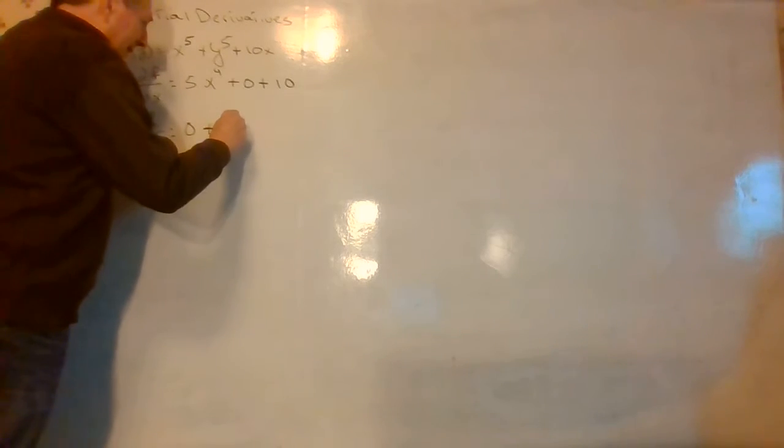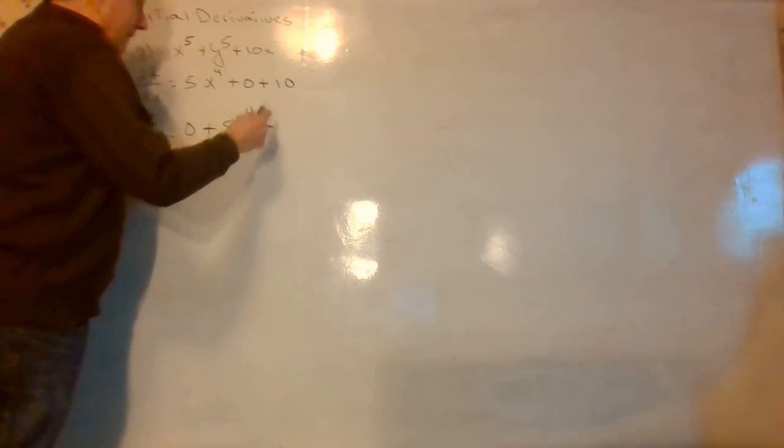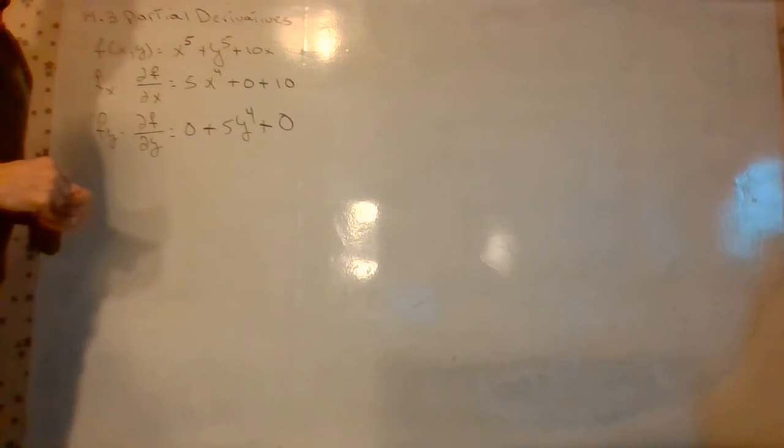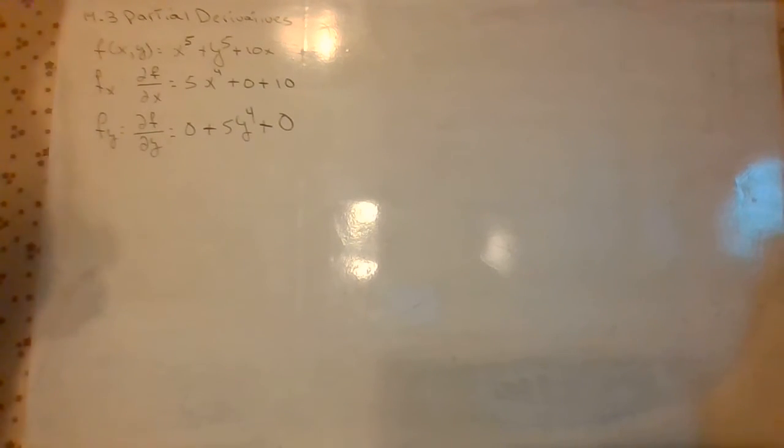Take a derivative of y to the fifth. We get 5y to the fourth. And then 10x gives us 0. So let's look at another example.